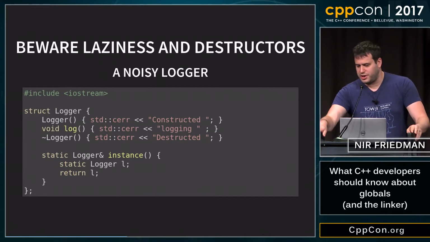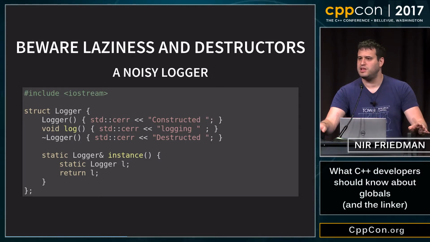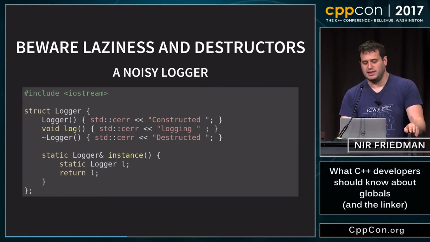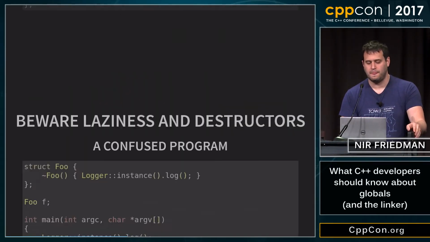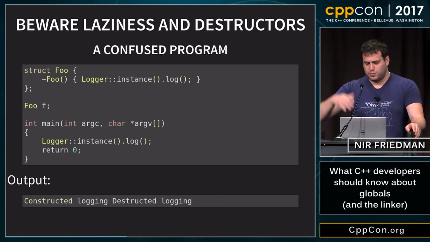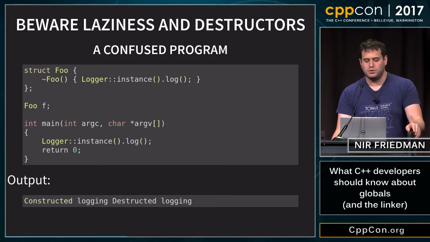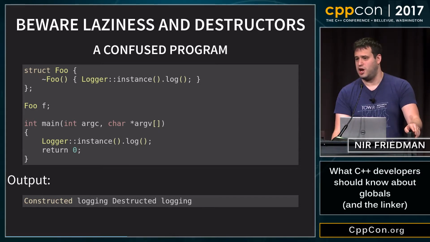Okay, a couple of quick code examples. So, laziness and destructors. You have to be really careful. Lazy globals are great for some things. They're not so great when you want to do something in a destructor. So here's an example where we have a lazy logger. It says constructed, logging, destructed. In this sample program, I have another global called foo, Foo f, and then my main program tries to do some logging.